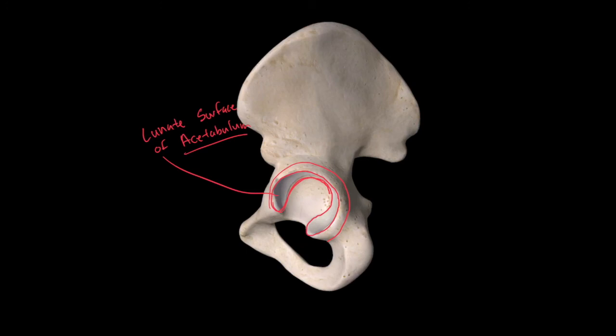So we have the lunate surface, and then we have this depression right here. This depression is called the acetabular fossa. The next one is this ridge, and I'm going to change colors to better illustrate it. The ridge found right above the lunate surface. This ridge has a name, and it's called the acetabular margin.